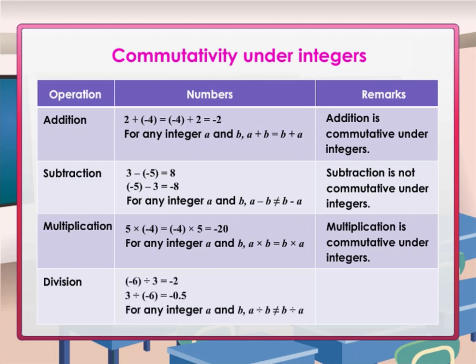Commutativity under division. Divide two integers, say minus 6 divided by 3, which is equal to minus 2. But if we divide 3 divided by minus 6, we get minus 0.5. For any integers a and b, a divided by b is not equal to b divided by a. Division is not commutative under integers.